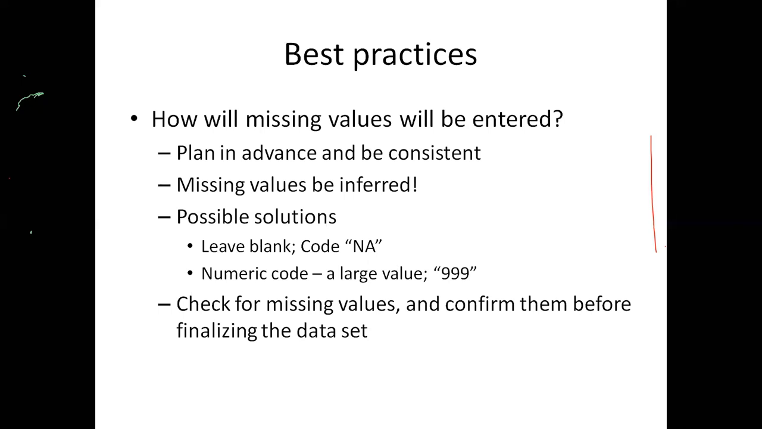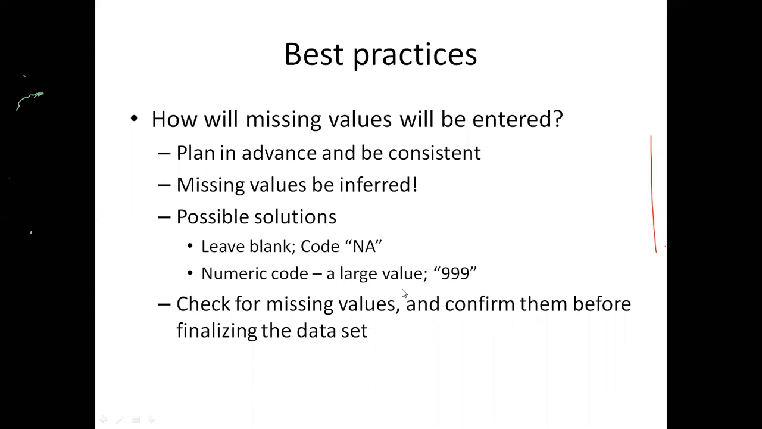So what do we do if values are missing? One, plan in advance. You can actually code up missing values. The general tendency is to leave it blank. That's good if you're consistent. Or if you're coding it as NA, which stands for not available, then use it consistently for each of your data entries. Sometimes people also use a large value. Like if you think none of your variables in the data set can take a value like 999, then you use 999 to stand for missing data, right?